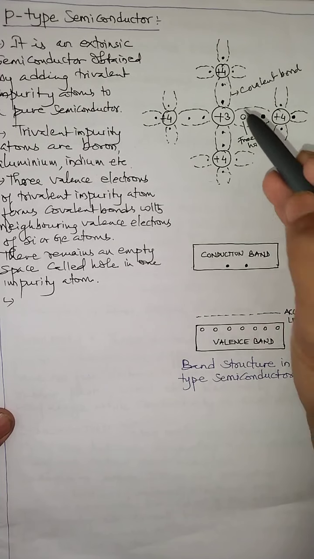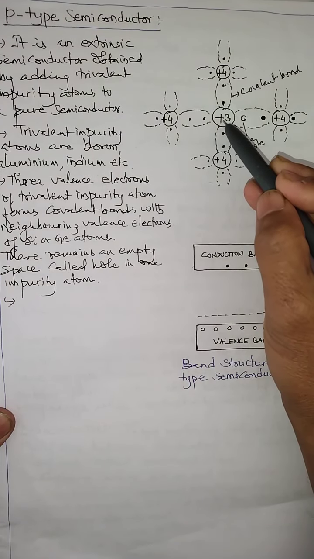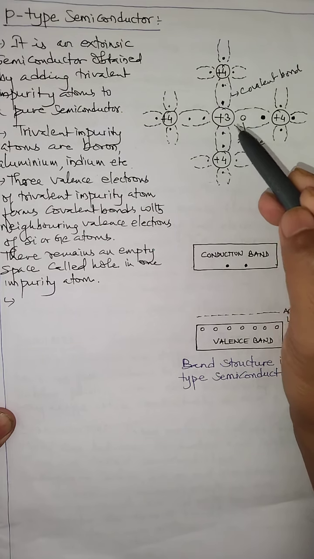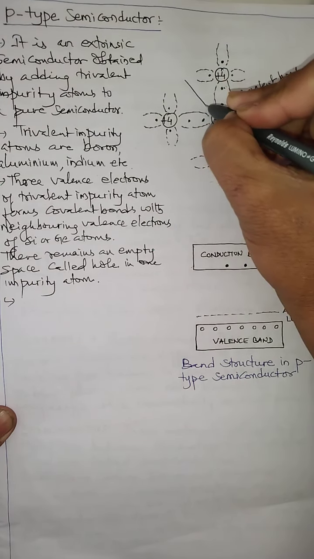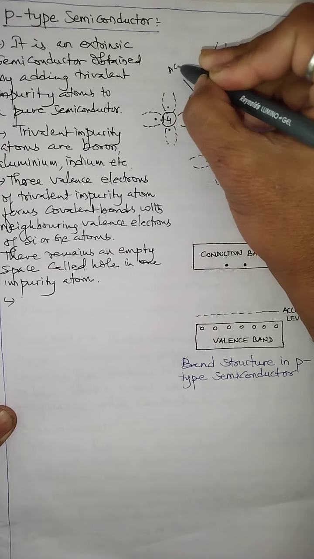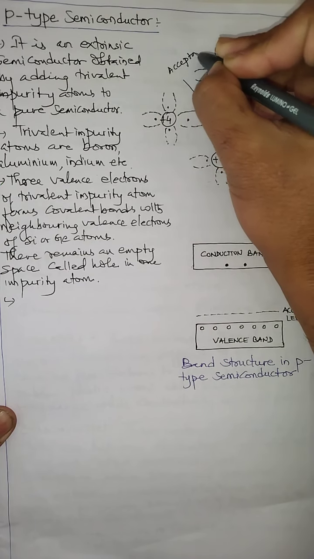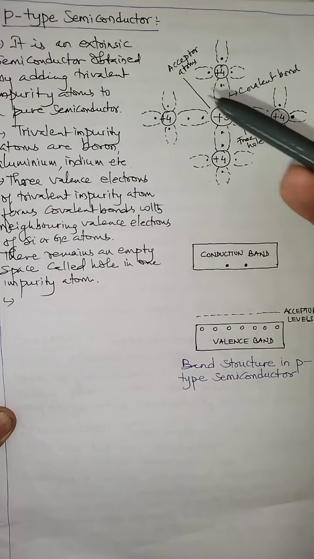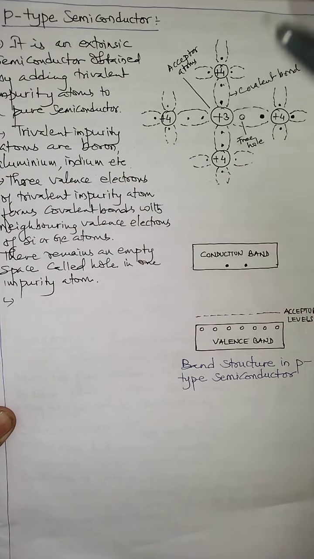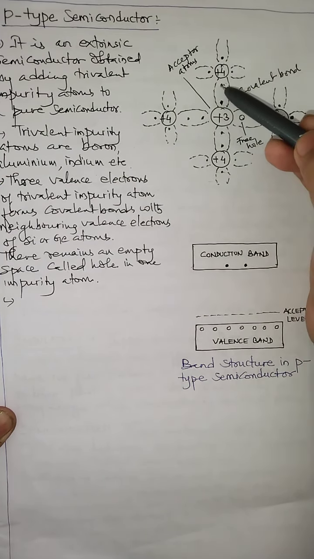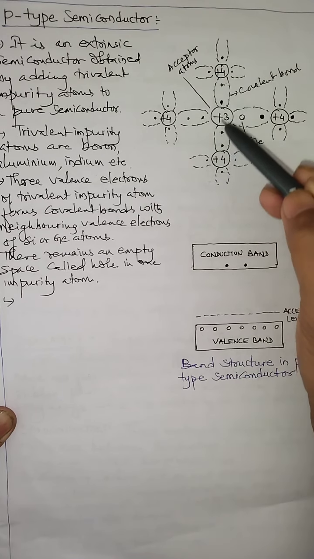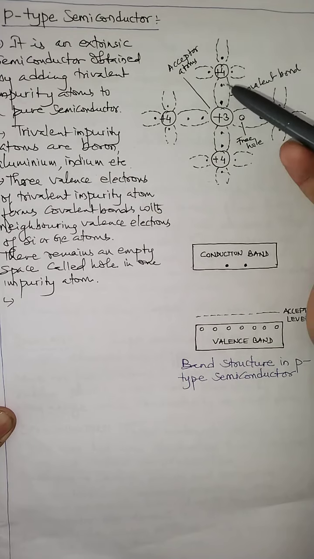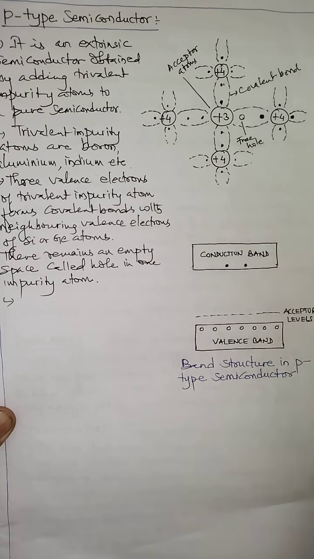So under this condition, the trivalent impurity atom which has been added is also called an acceptor atom. So why is this impurity atom called an acceptor atom? Because it creates holes by accepting electrons from the neighboring atoms.